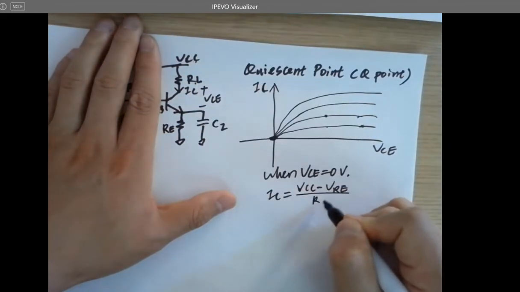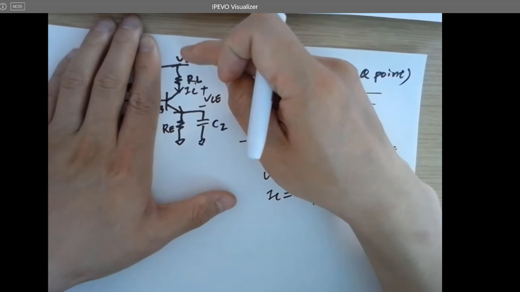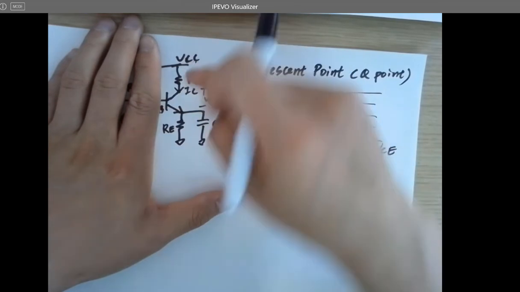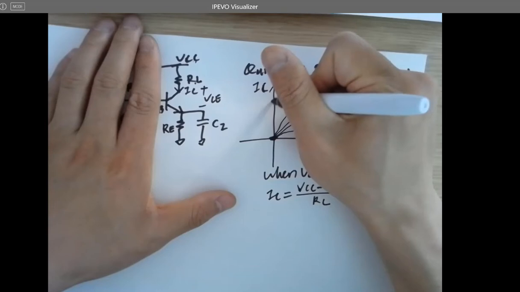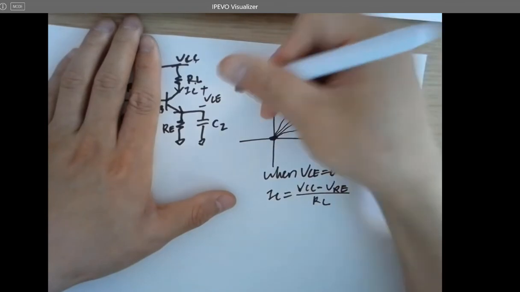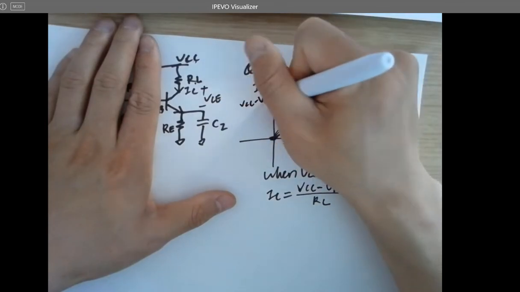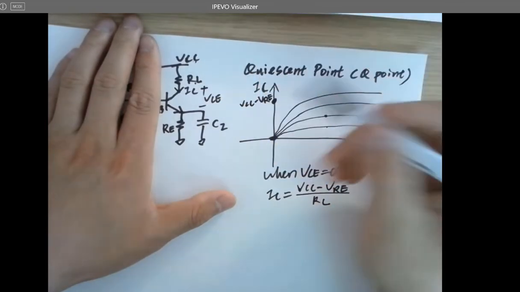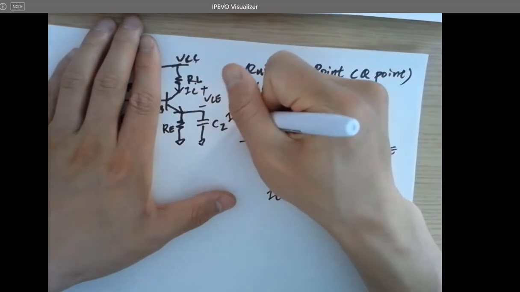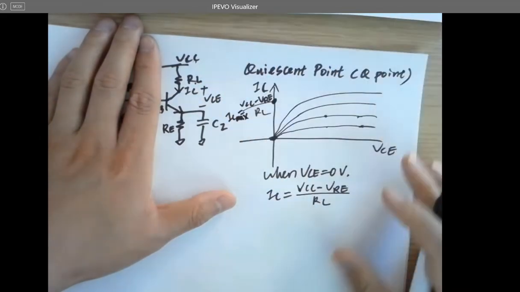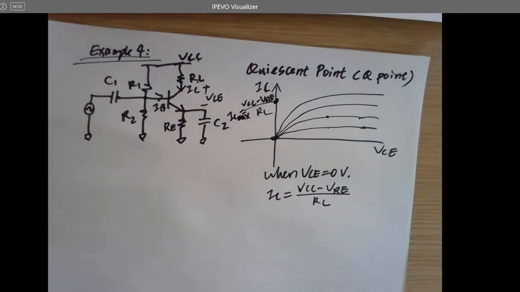Over RL will be the current flowing through RL, which is exactly IC. So you can actually label here VCC minus VRE over RL. That's the IC max. That's the maximum IC it is able to achieve.